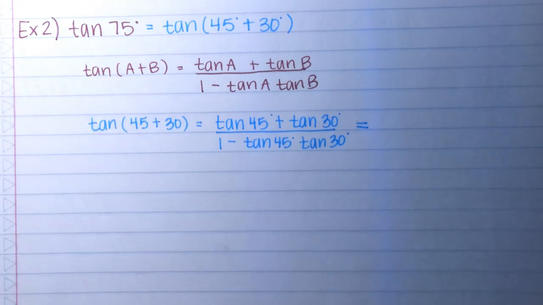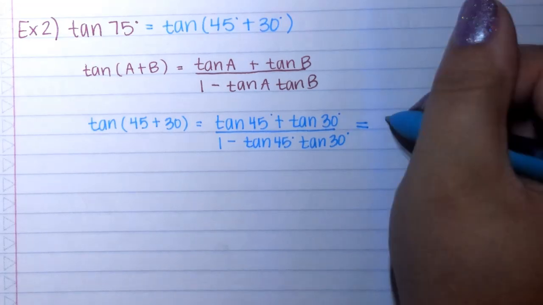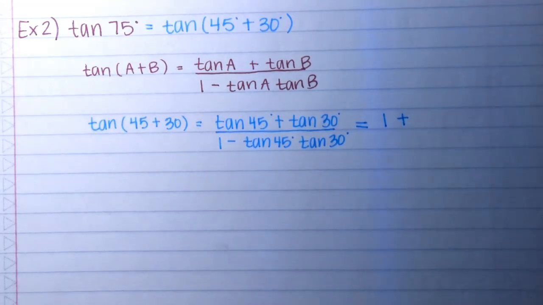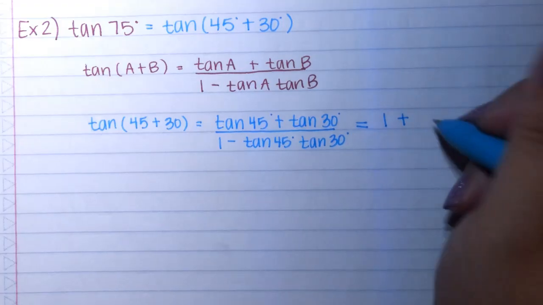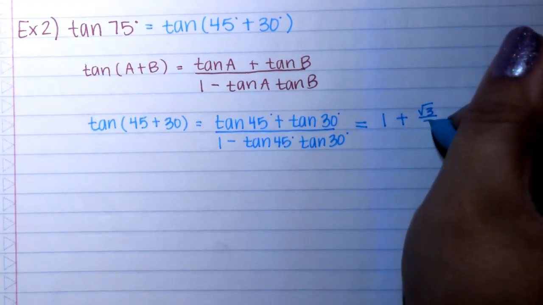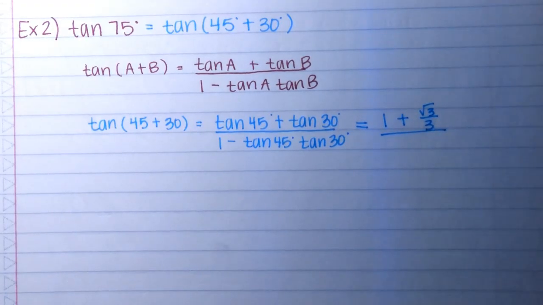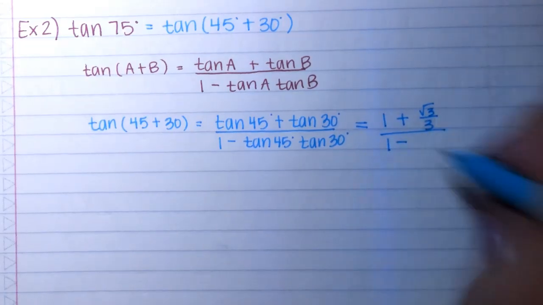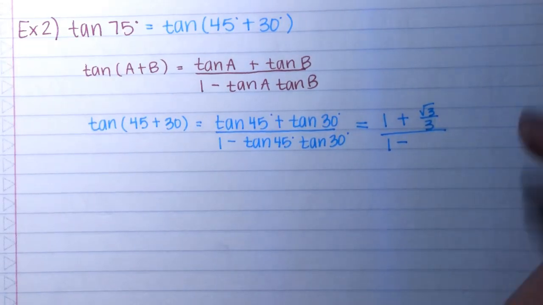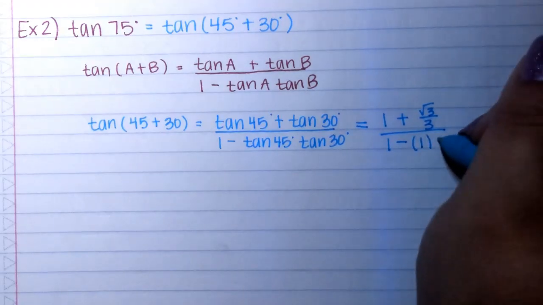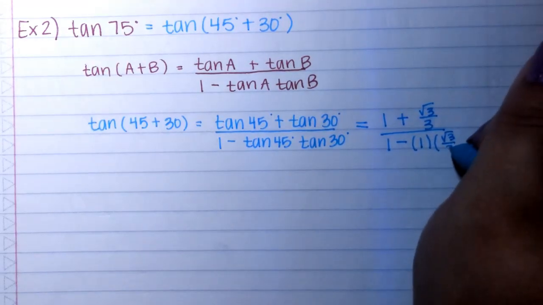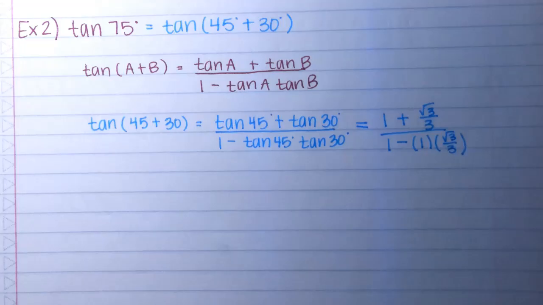What is the tangent of 45? What's the tangent of 30? Again, you're just copying those numbers, multiplying on the bottom. No, 30 is pi over 6, yeah.